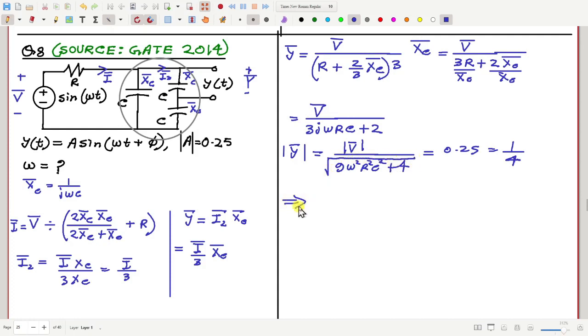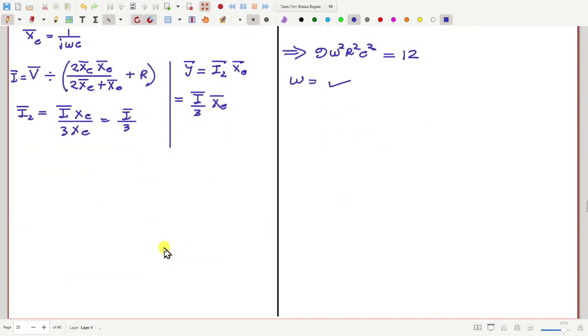From this what do we get? We get 9 omega square R square C square will be equal to 16 minus 12. So from this you can get the value of omega. So you can finish it. Any question here? Anyone? Okay, fine.